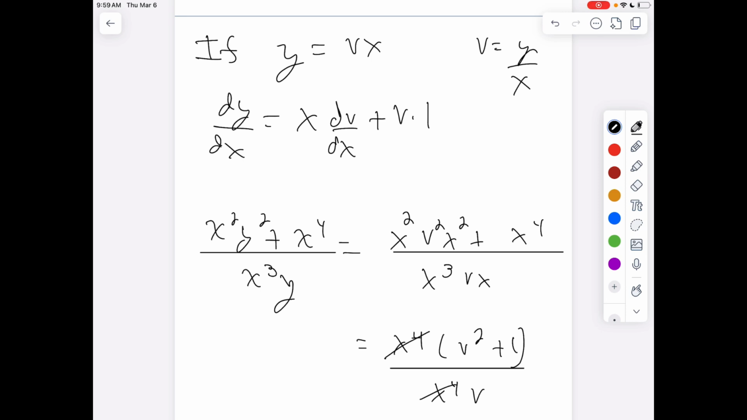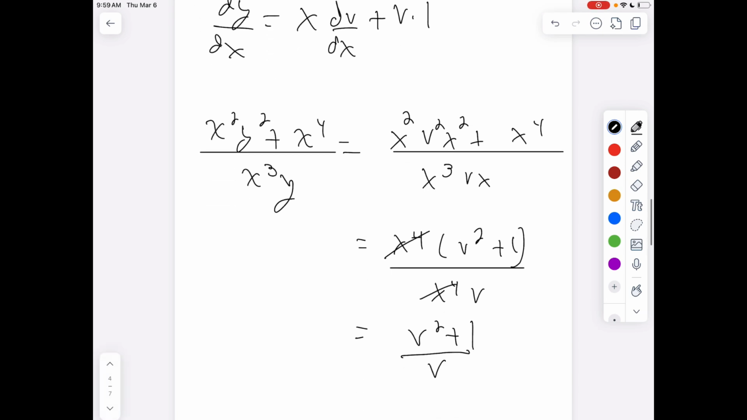So if you have y equals vx and you want to take the derivative, you use the product rule. You hold x and take the derivative of v, which gives dv/dx, plus you hold v times the derivative of x, which is just 1 with respect to x.